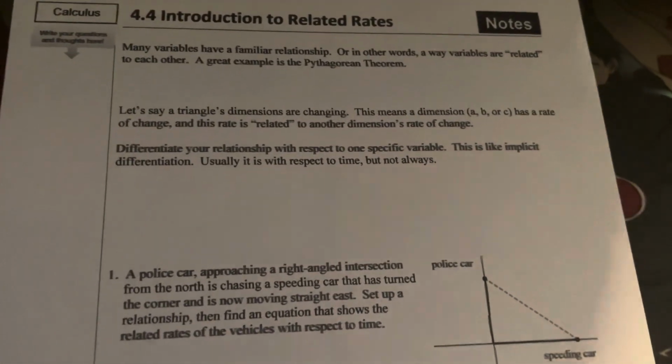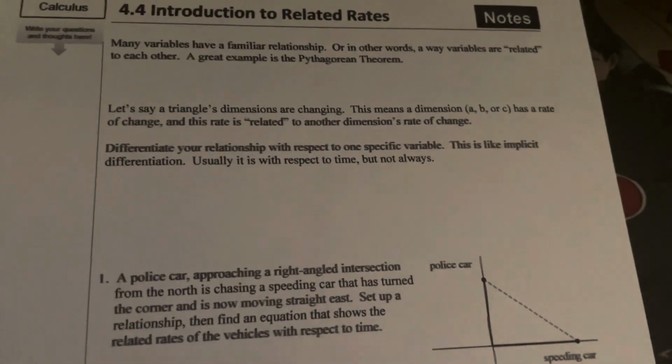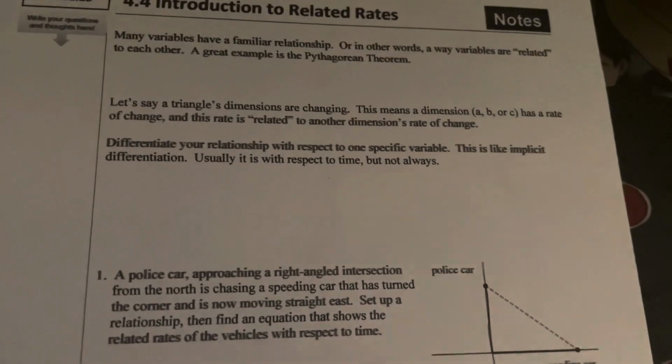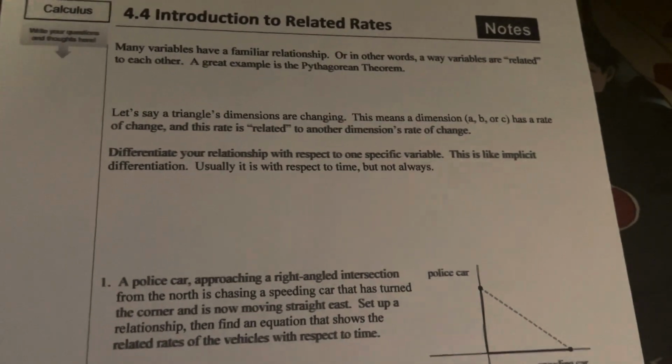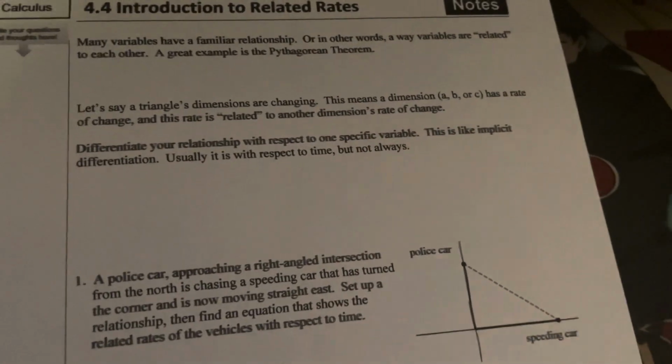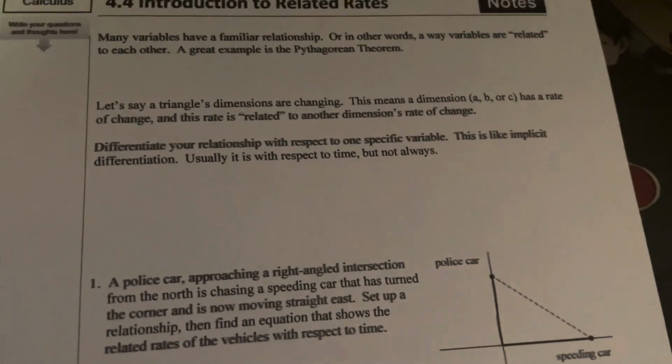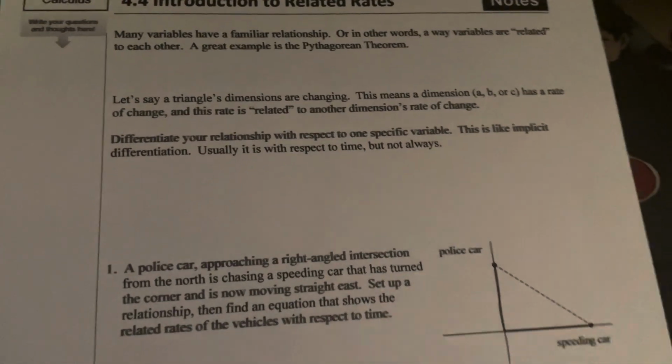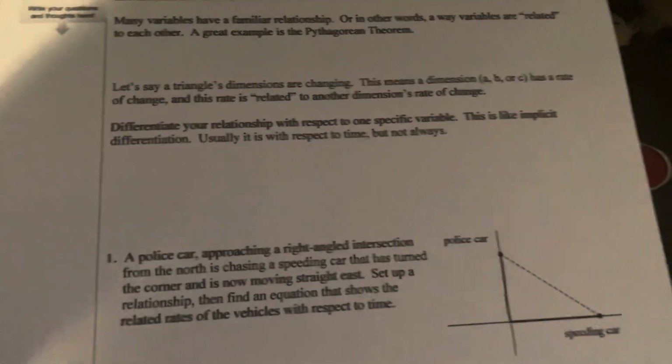Let's say a triangle's dimensions are changing. This means a dimension A, B, or C has a rate of change, and this rate is related to another dimension's rate of change. Differentiate your relationship with respect to one specific variable. This is like implicit differentiation. Usually, it is with respect to time, but not always.